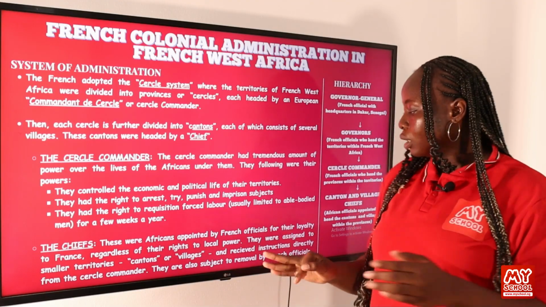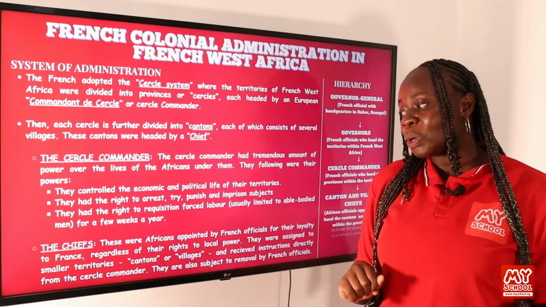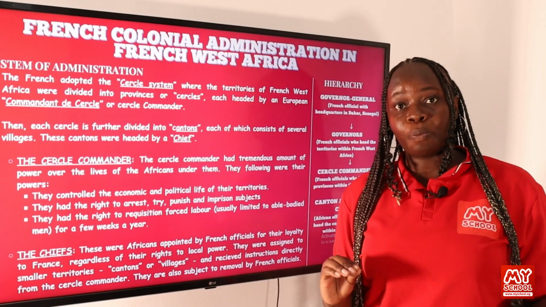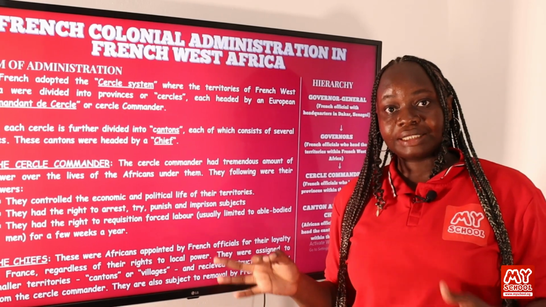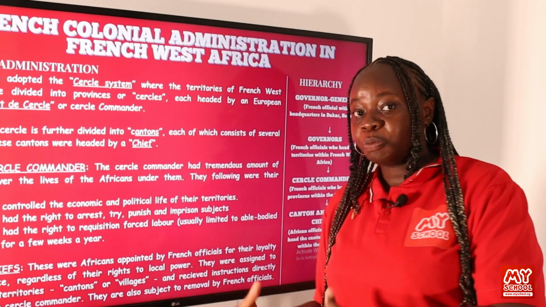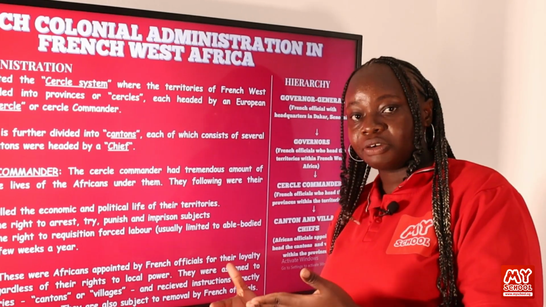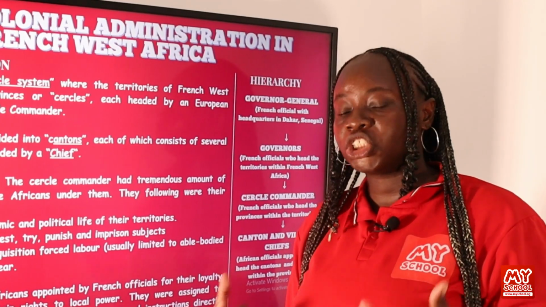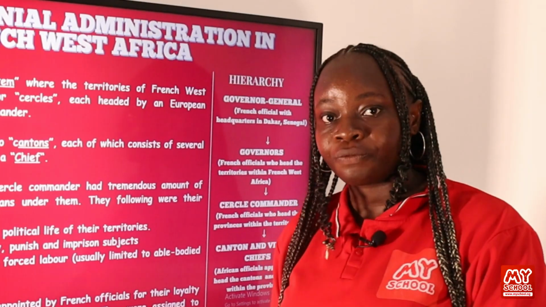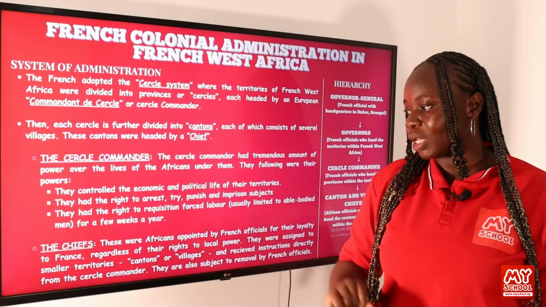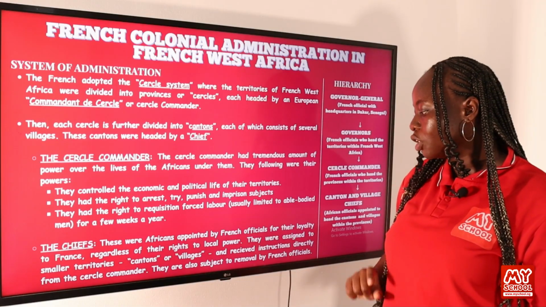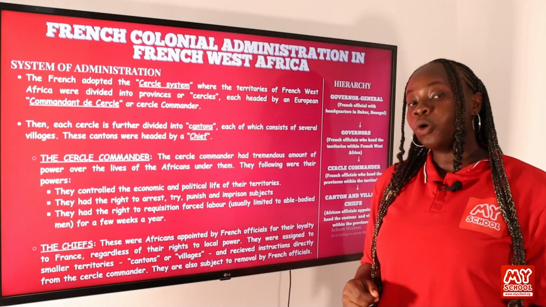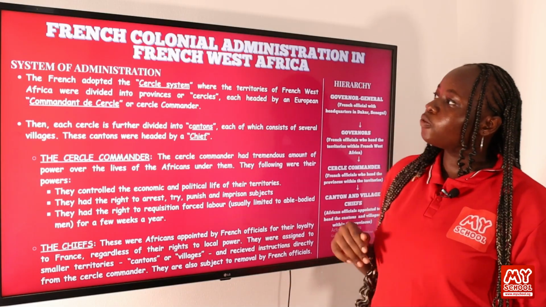Then the chiefs within the villages and the cantons were Africans appointed by French officials for their loyalty to France, regardless of their right to local power. So they were not legitimate leaders in that sense, because unlike the British, who made use of traditional rulers under the indirect rule system, the French appointed people to rule them. These chiefs were not legitimate. They did not have the approval and backing of the common people. They were assigned to smaller territories known as cantons or villages and received instructions directly from the cercle commander. They were also subject to removal by French officials. Now let's move on to the next slide.